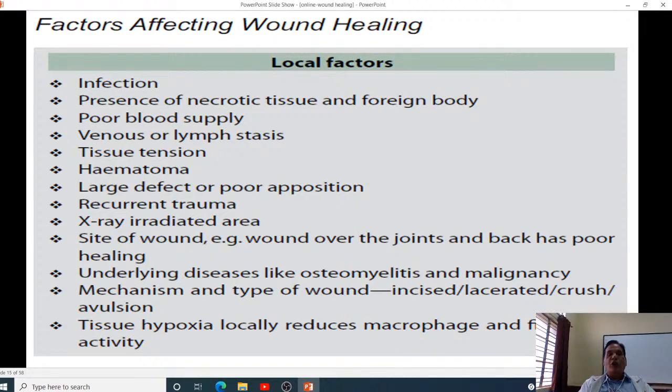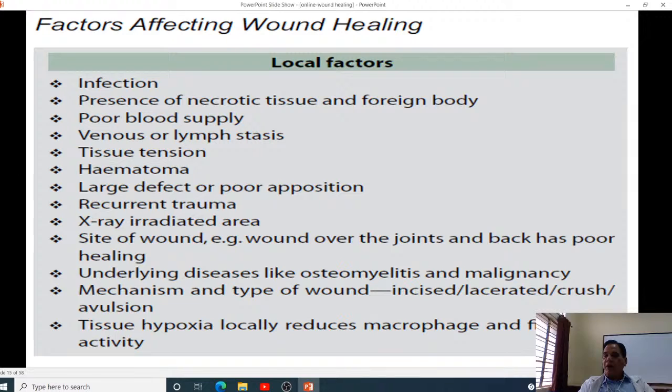So modifiable local factors. What are the local factors which are going to affect wound healing in a bad way? Not helping, affecting. First and foremost is infection. Infection always impairs or delays wound healing. Presence of necrotic tissue or a foreign body. A foreign body will never allow the wound to heal. The foreign body has to be removed. Third is ischemia. Poor blood supply will not allow the wound to heal.